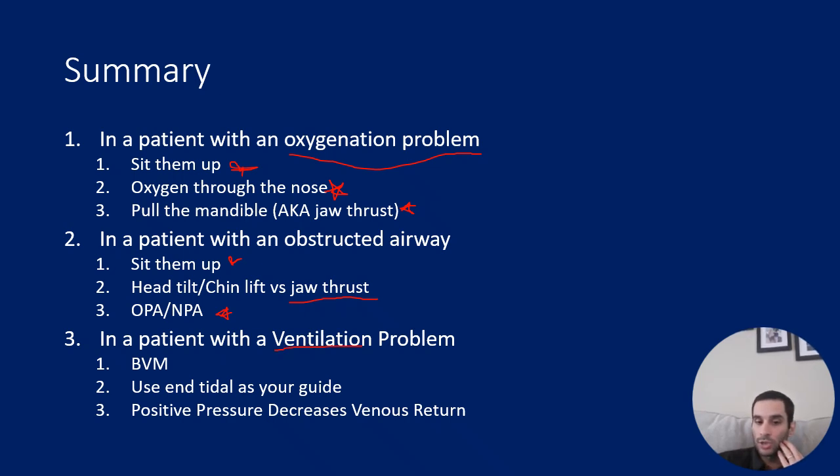Now, if you have a ventilation problem, meaning the patient cannot breathe adequately, meaning they are not taking enough breaths per minute, they are not exhaling enough carbon dioxide, you're going to need to use the bag valve mask to ventilate that patient. If you have end tidal, or ALS has end tidals, you can use that to guide you, and you can bag to an end tidal around 40-ish. Otherwise, remember, when you start bagging the patient, you're going to have decreased venous return, worsened cardiac output, and you need to account for that. Okay?